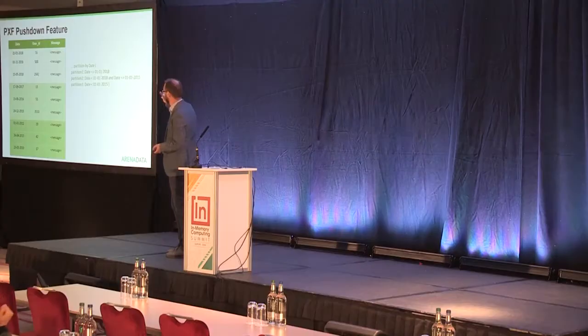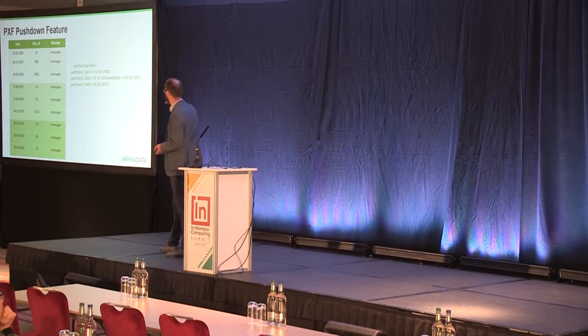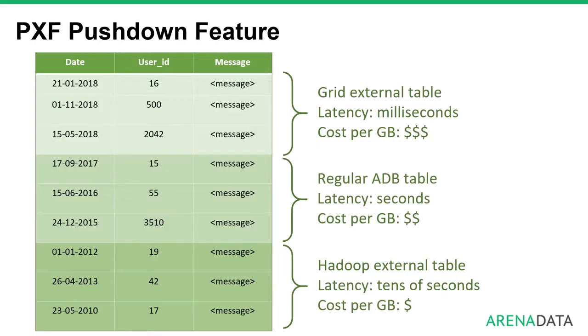And how it works. For example, here is a very simple table. As you can see here, there are three partitions. The first partition is by date: more than January 2018. The second partition is between January 2018 and January 2015, and the last partition is less than January 2015. When we do this, it's a very simple idea behind it.